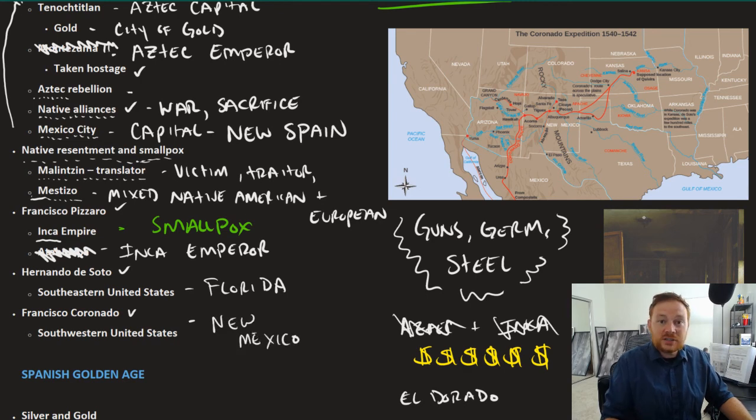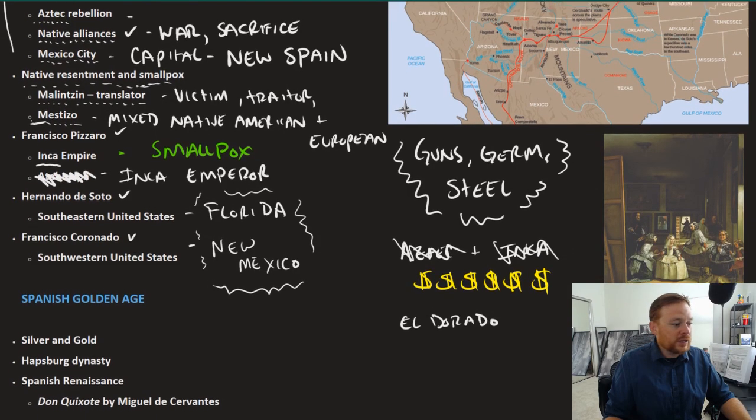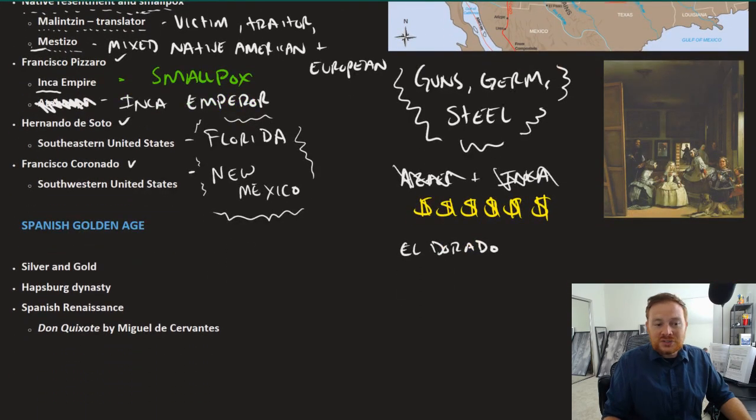So we'll come back to this, but it's important to understand that at least in the meantime, Spain does have a presence in North America. It's not their focal point. It's not a big presence, but you do have Spanish speakers, Spanish Catholic missionaries in Florida and New Mexico, right? Florida and New Mexico. This conquest of the New World allowed for a Spanish golden age.